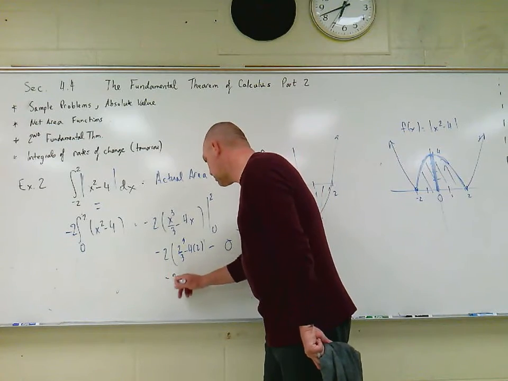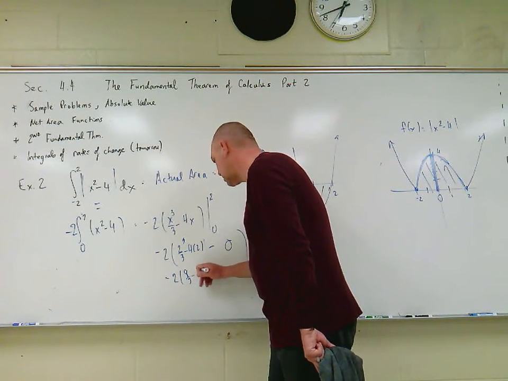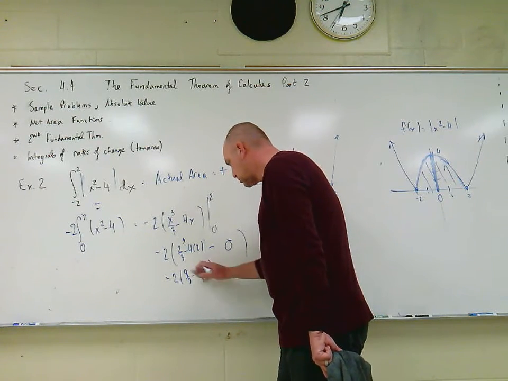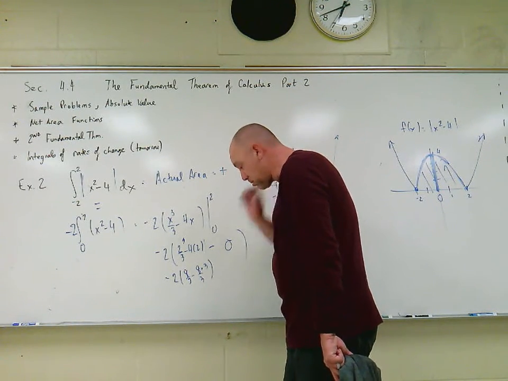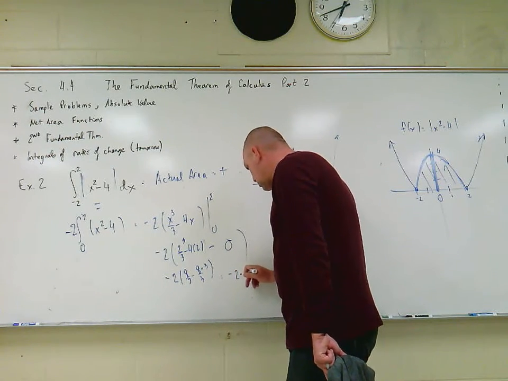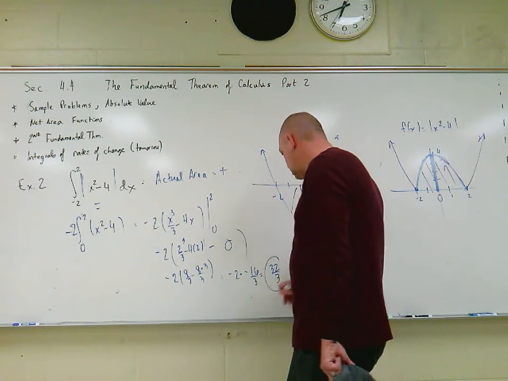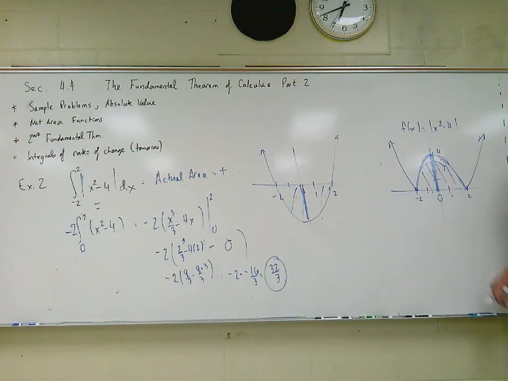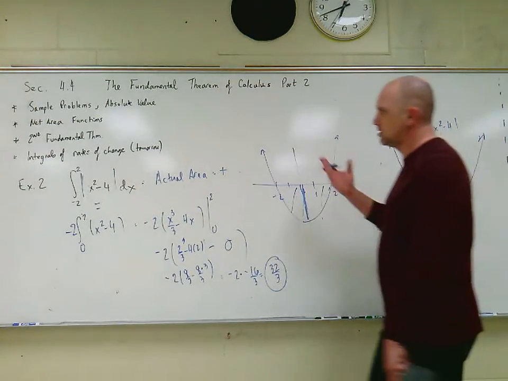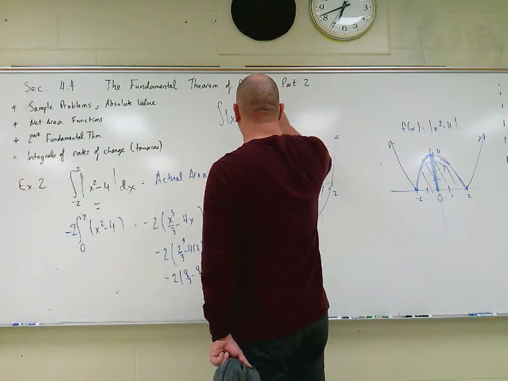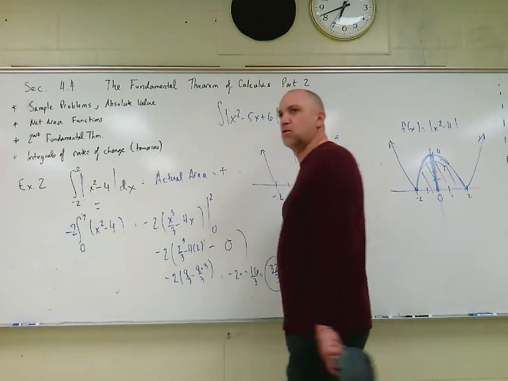So let's see, we get negative 2 times 8/3 minus 8. So I'm getting common denominator of 3. That's 8 minus 24, negative 16/3. So I got negative 2 times negative 16/3 is 32/3. And that is that area there. Okay? So what are you going to need to do if I gave you a different problem, and let's say I gave you this, whatever it is, x squared minus 5x plus 6. Probably what's the first thing you're going to need to do?